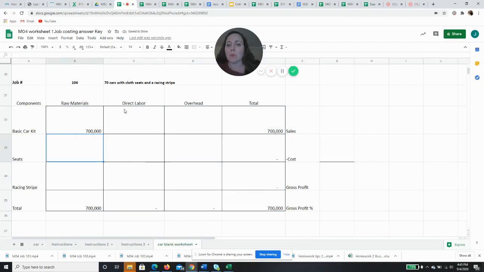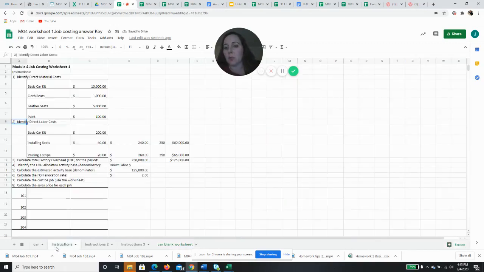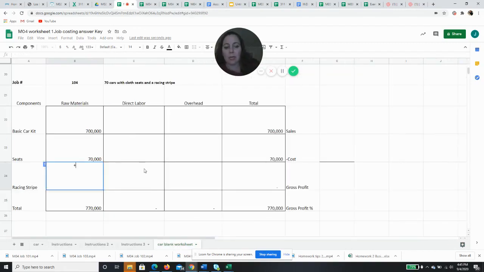All right, so our seats, we're doing cloth seats. We need 70 cars worth, so 70 cars times our cloth seats cost us $1,000, so that's $70,000. And our racing stripe, this actually I have to go look up because it's been a while, is $100 worth of paint. So it's going to be 70 cars times $100 worth of paint for 7,000. So we end up with 777,000, which has got to be a lucky number. So if you need to pause this and go buy a lottery scratcher, have at it.